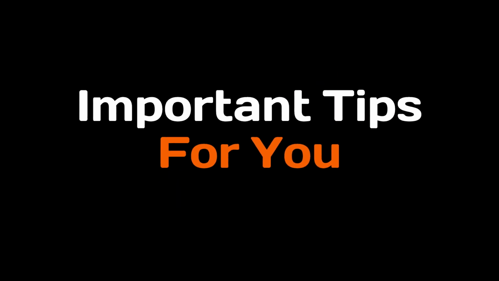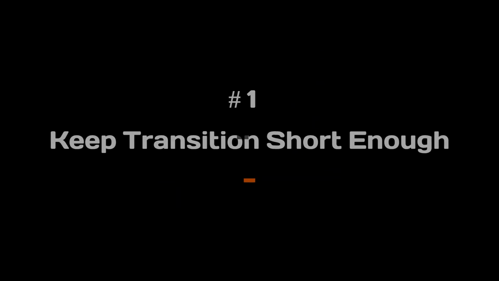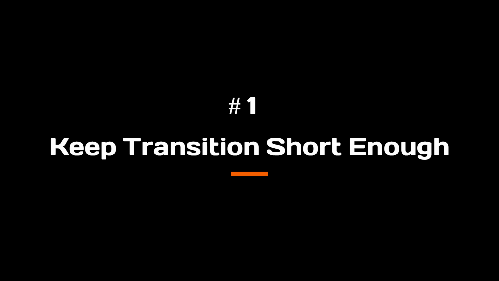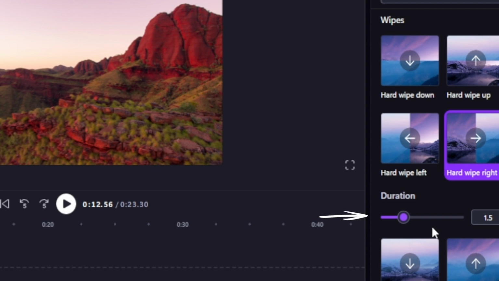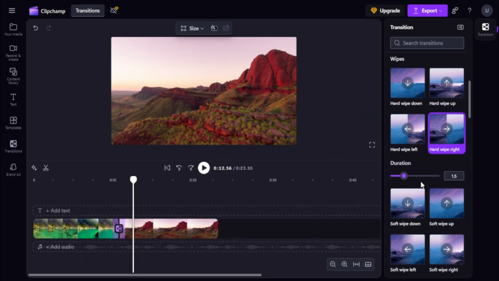It's time for the tips we mentioned previously. First is keep duration of transition short enough. Remember the slider that we see below the transition that we add in videos? With slider, you can customize how long a transition lasts. Just click on the transition box and adjust the duration slider. This duration is in seconds.